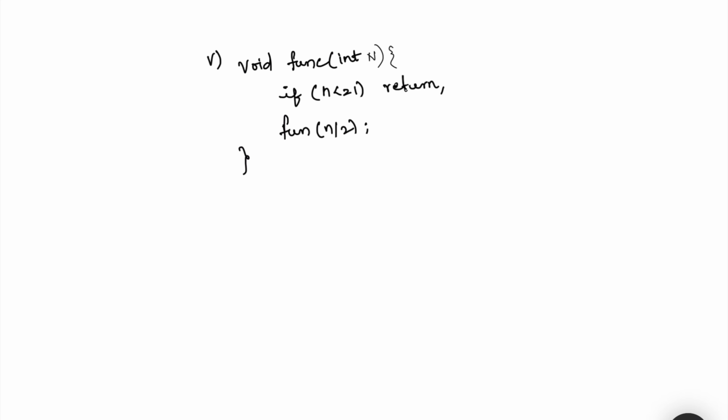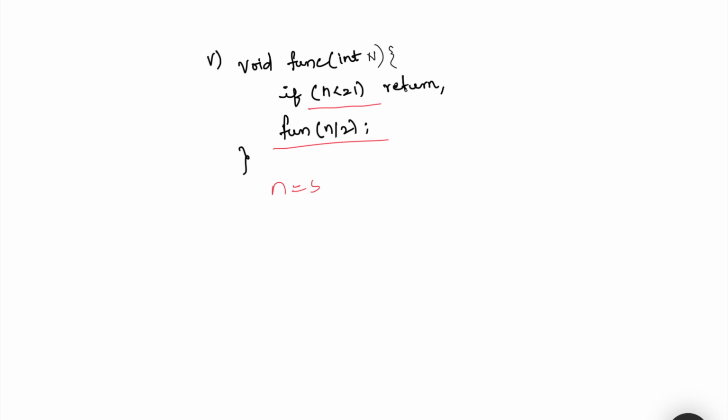Let's move on to the fifth example. Here we have a function which takes the integer parameter n, and the base condition here is n less than or equal to 1, where it returns from the function call, and then again the function calls itself, but here the input size becomes half. So as we have learnt before, when the input size is halved or multiplied by 2, the time complexity is log n.